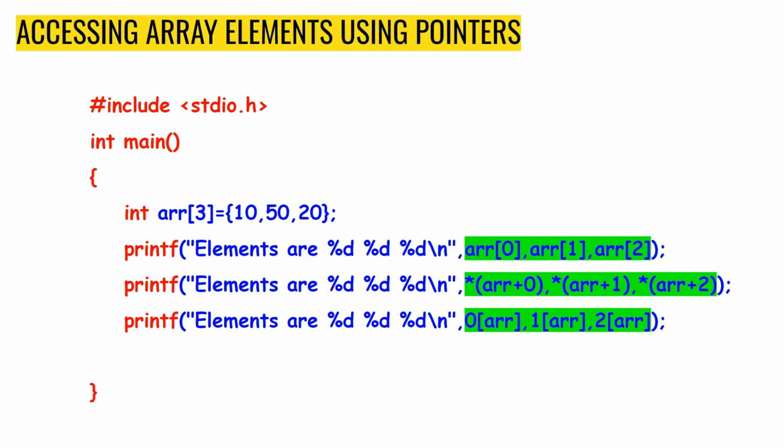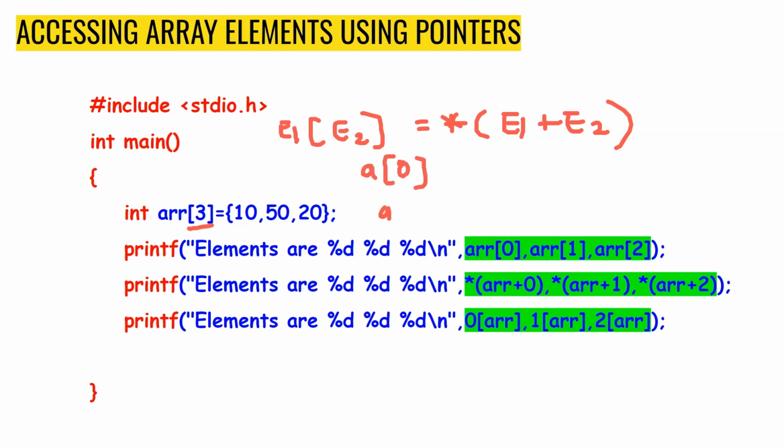How to access array elements using pointers. Any operation that involves subscripting is done by using pointers. The expression of the form E1 of E2 is automatically converted into an equivalent expression of the form star E1 plus E2. So when we want to access an array element, we say A of 0 or A of 1. This is equivalent to star A plus 0, star A plus 1.